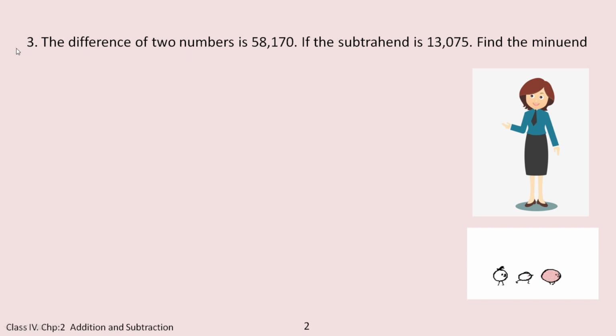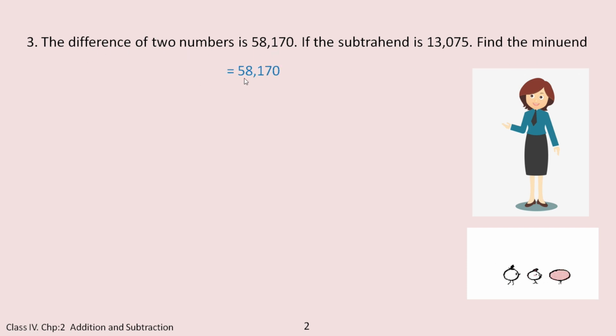Now the third question is the difference of two numbers. It's question number 3 from your textbook. Fine. The difference of two numbers is 58,170. If the subtrahend is 13,075, find the minuend. So the difference is this much.